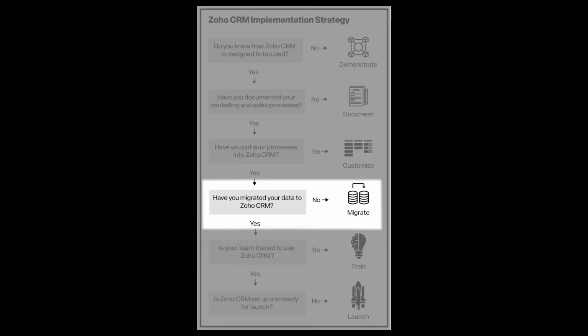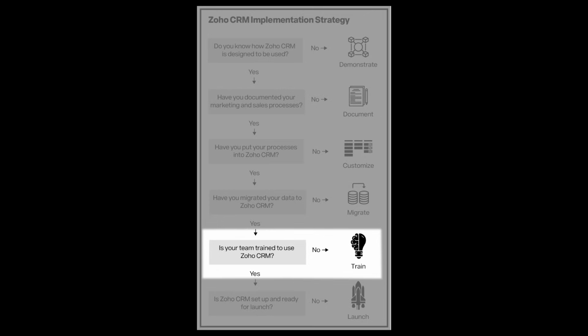Now, this is the true value of having a CRM, not just having your data stored, but being able to present your stored data in relation to your processes. Once your CRM is customized, then you can put your data into Zoho CRM by doing a data migration. Full transparency, migrating your data is usually the hardest part of an implementation. We'll go in depth on how to migrate your data properly.